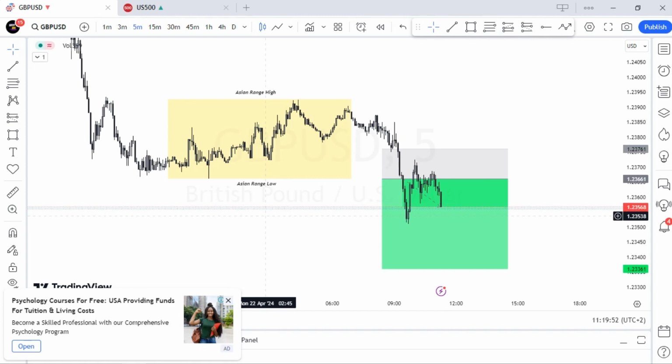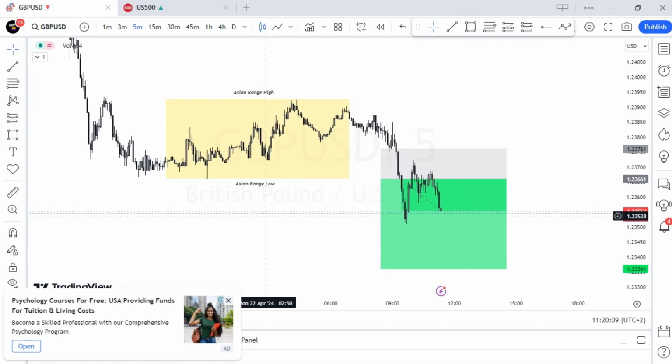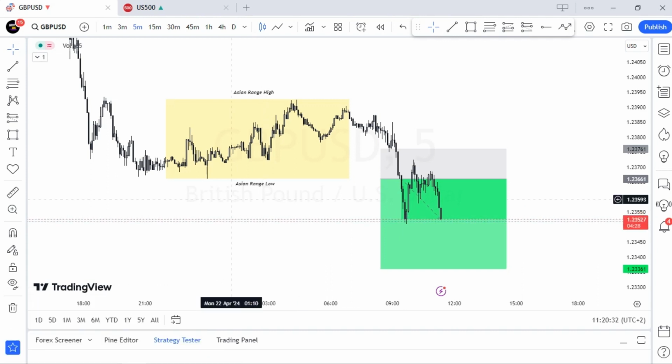The market is moving, it's dropping nicely, as you can see. So after breaking this low here, I'm going to be trading my stop loss to move the trade to risk-free. You can see it's dropping nicely.